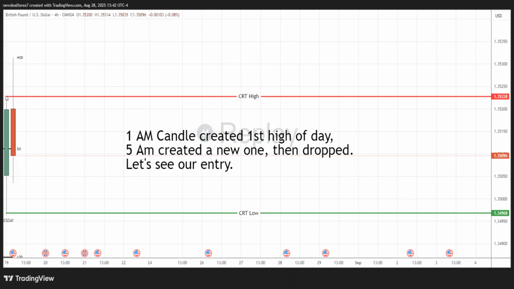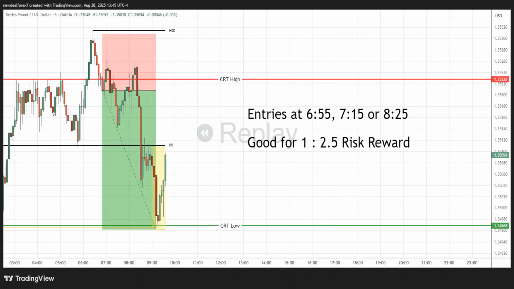Candle creating the initial high of the day. We have a new high of the day created in our time window between 5 a.m. to 9 a.m. and price tanks down. So let's see our entry. Again, we take the meat of the move. We got our high of the day here that was created.